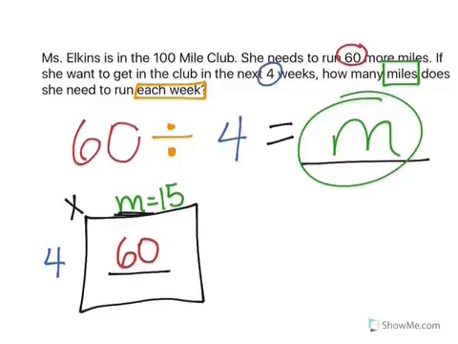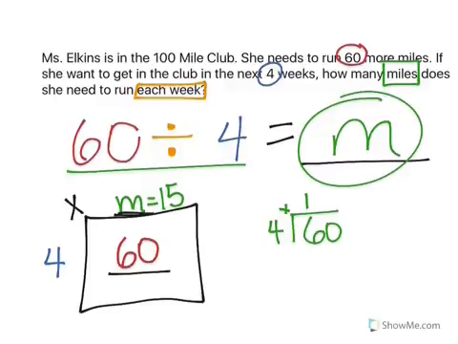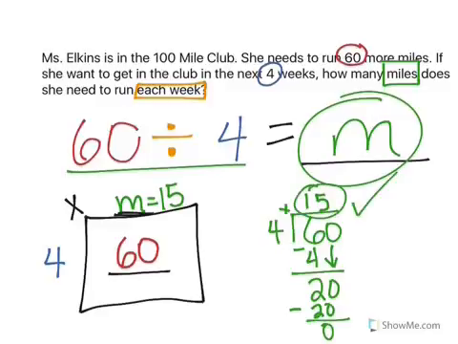But if I didn't know my math facts and I wanted to try division instead, I can do the same thing with long division. 60 divided by 4. 4 goes into 6 one time. 4 times 1 equals 4. I'm going to subtract it from 6. 6 minus 4 is 2. I'm going to carry my 0 down. 4 goes into 20 5 times. 4 times 5 is 20. Subtract 20 from 20. My remainder is 0. I just double checked that my answer is correct.